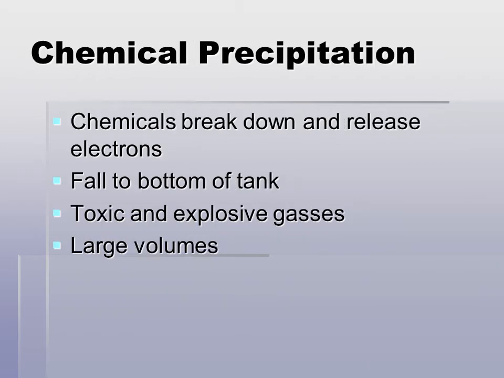Chemical precipitation. The chemicals break down and release electrons. The silver falls to the bottom of the tank, and there are toxic and explosive gases. This system is used for large volume hospitals or facilities.